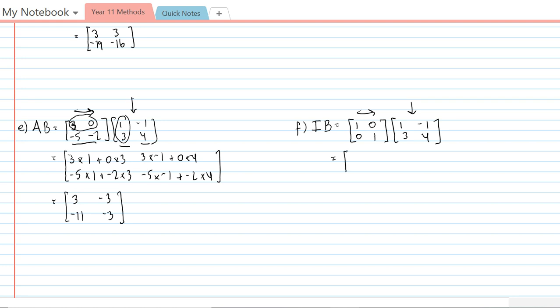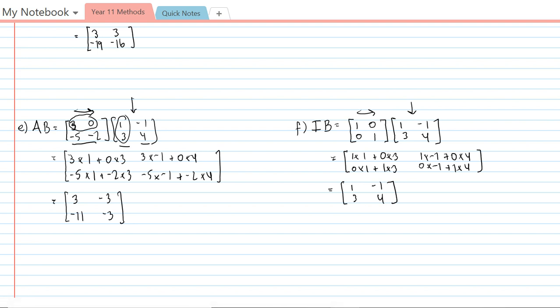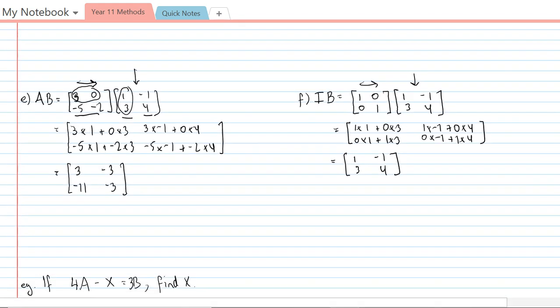So that gives 1 times 1 plus 0 times 3. First row with the second column is going to give 1 times -1 plus 0 times 4. Second row with the first column is going to give 0 times 1 plus 1 times 3. And second row with second column is going to give 0 by -1 plus 1 by 4. And evaluating that should just give 1, -1, 3, and 4, which you might recognize as just B. And this is one of the nice properties of multiplying by the identity matrix. It doesn't actually change anything.